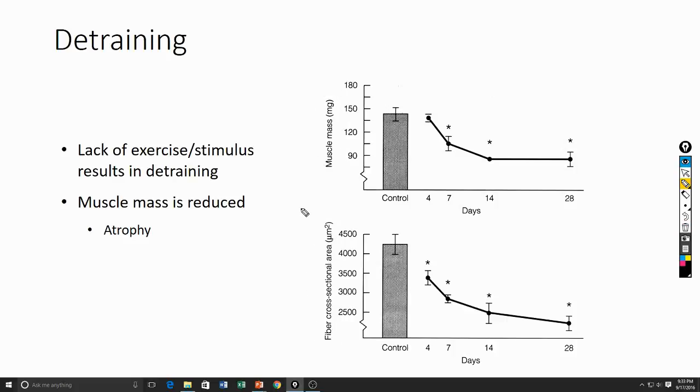Loss of muscle, colloquially we just call it atrophy. So you're having an atrophy post removal of stimulus. When you're not exercising, when you're not stimulating your muscles to grow, the stimulus shifts to inactivity, I'm not using it, therefore it's okay if I lose it, if you will. And that's detraining.